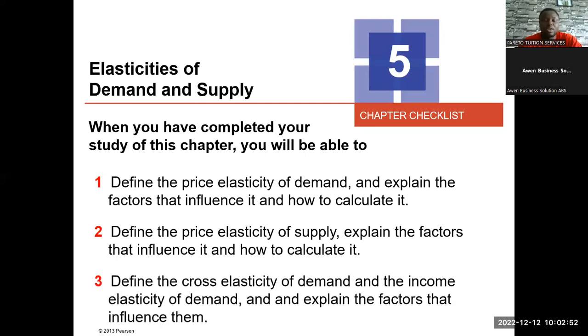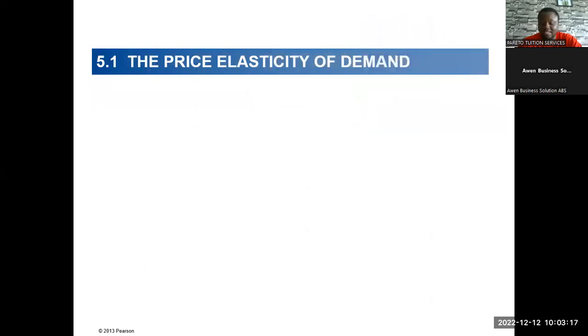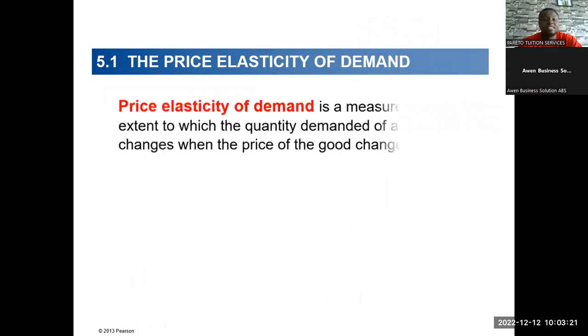Then we look at cross elasticity of demand. For the elasticity of demand, we have own price elasticity, cross price elasticity, and income elasticity of demand. So after we are done with the own price elasticity of demand and supply, we look at cross elasticity of demand. We also look at some of the factors that affect that. Okay, so those are the objectives. Let's begin with the price elasticity of demand.